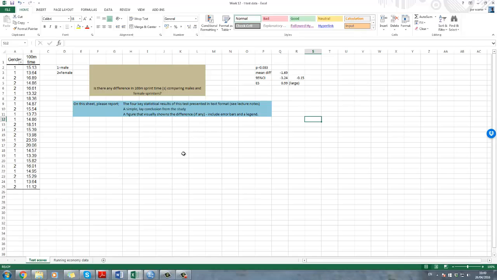Our question was, is there any difference in 100 meter sprint time comparing males and female sprinters? We saw in this case, therefore, a significant difference between males and females, with males running on average 1.69 seconds faster than females, of what was a very likely and large effect. And that was how we would conclude this study.